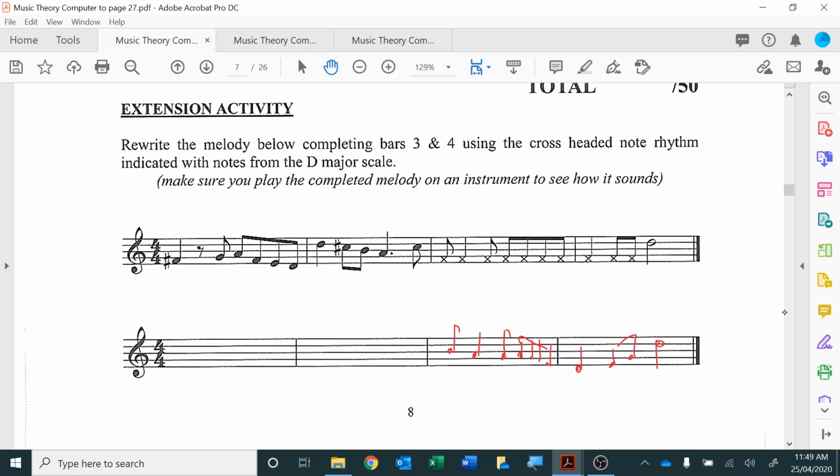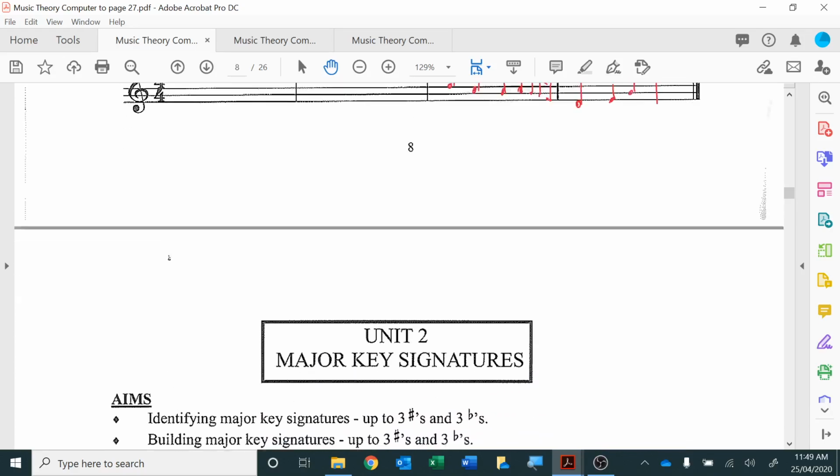If I had an instrument, I'd play it for you, but anyway. Okay, so you do something like that, and that's it for page 8.